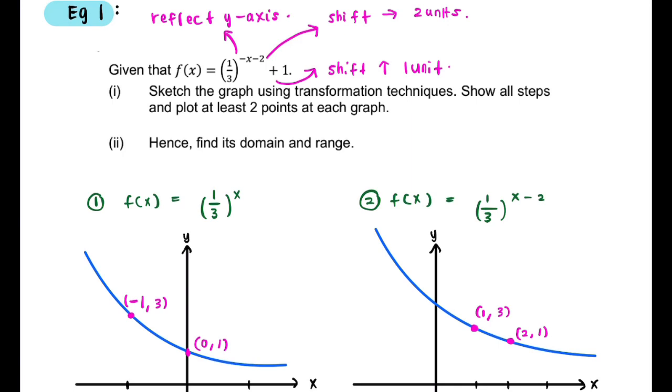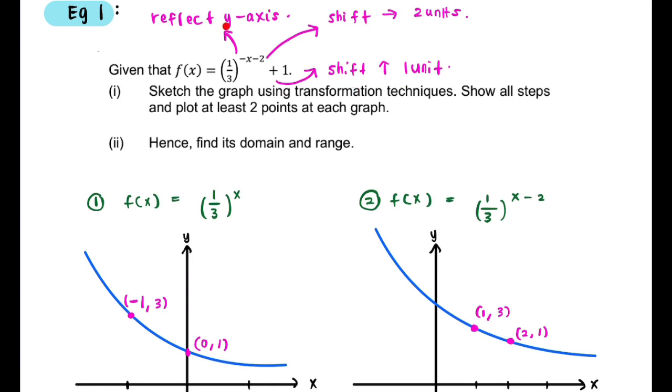So the same thing. What happened when you have negative x? So negative here will be inside the function, so you will have reflecting about the y-axis here. And then you have minus 2. Minus 2 is also inside the function, so your graph will be shifting to the right 2 units. And the plus 1 here is outside the function. Your graph will be shifting upward 1 unit.